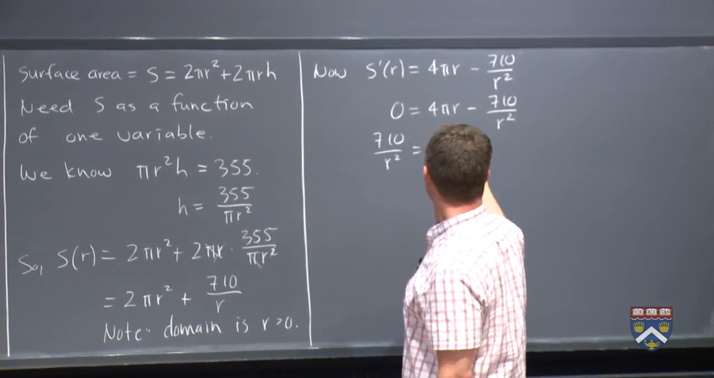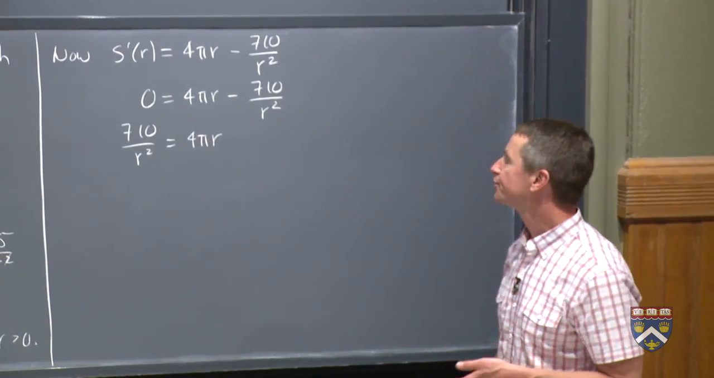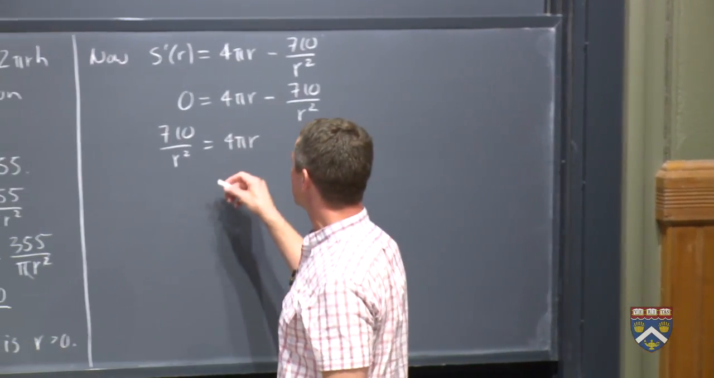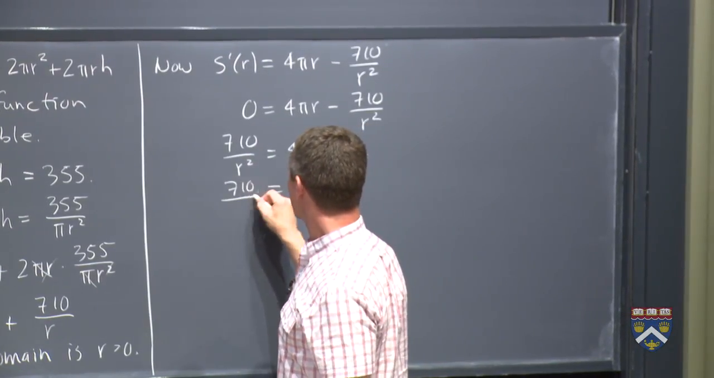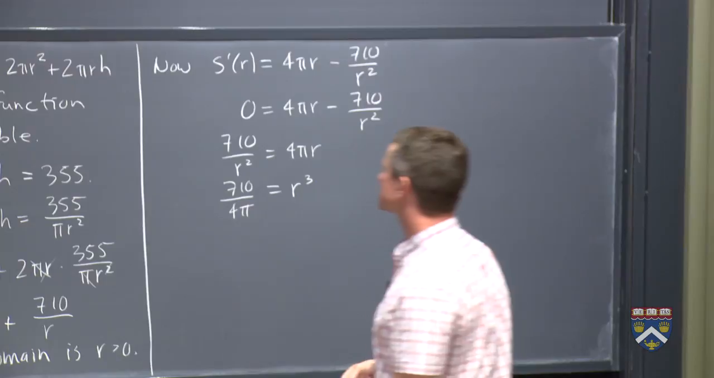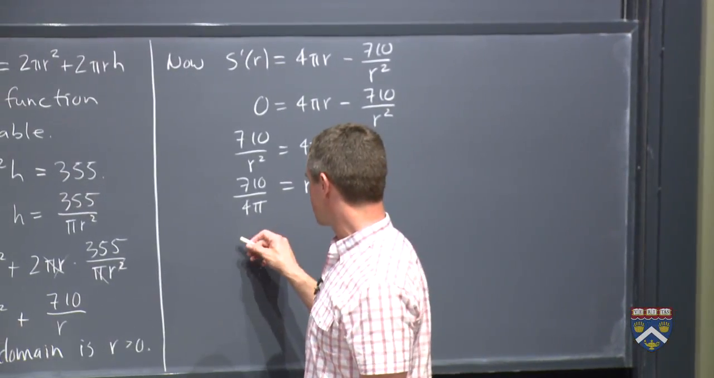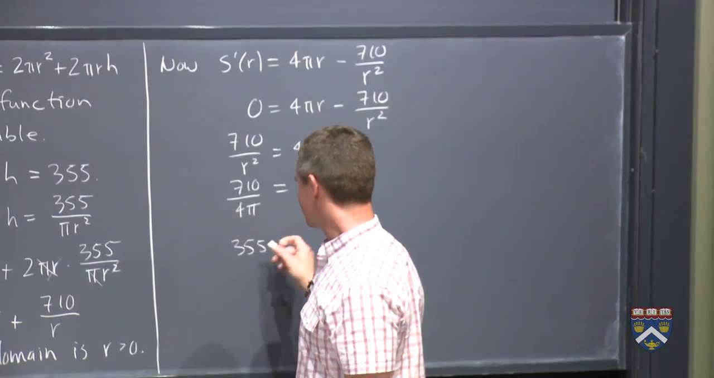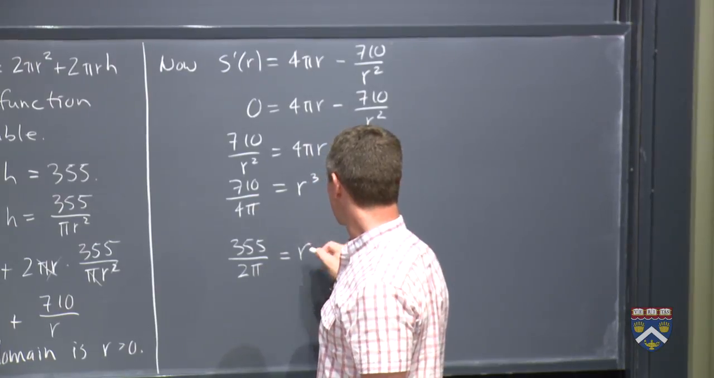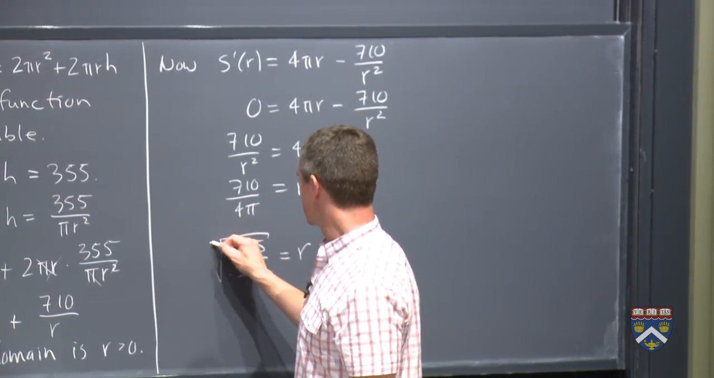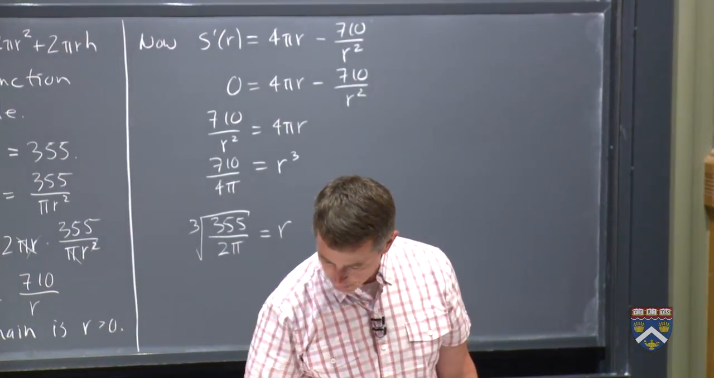equals 4 pi r. Remember, the dangerous thing that we don't want to do is take this equation and divide by something. So now if I multiply the r squared to that side, I'll get an r cubed. On this side, I'll get 710 over 4 pi. And I think 710 and 4 pi have a common factor of 2. So we could simplify that. As usual, you don't need to simplify, but 355 over 2 pi. And I want to take the cube root to get r. So r is the cube root of 355 over 2 pi.